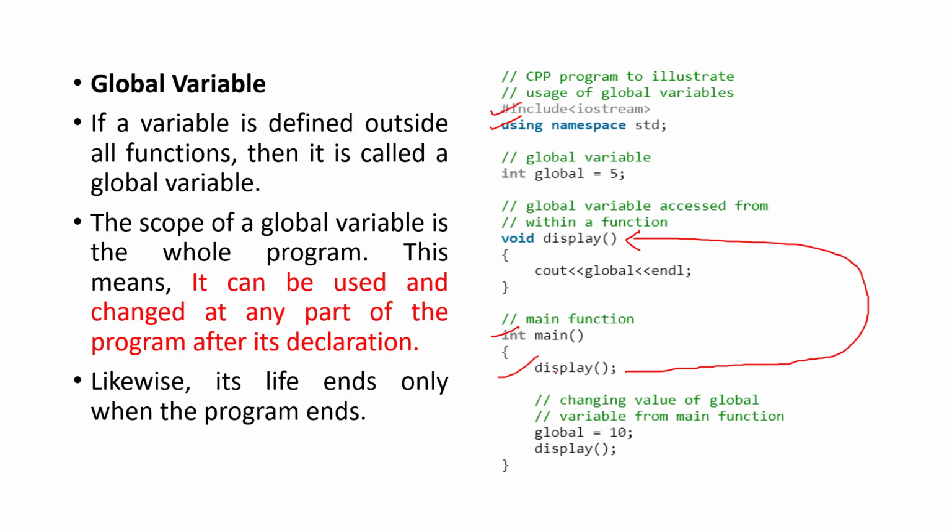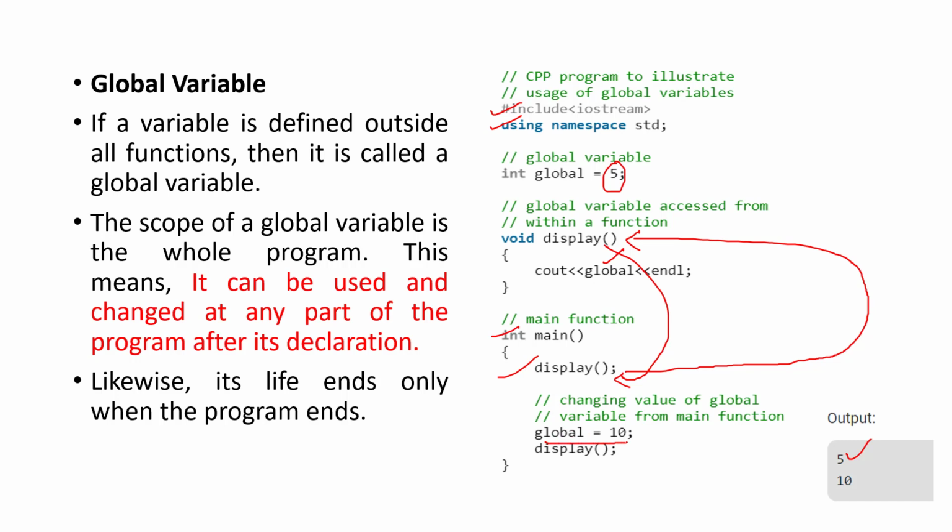Okay, let's see. In this display function, the control goes to cout global. After executing this line, the value of global is initially 5. So this 5 will be printed as the value. Then the control will come back to the main function and keep on executing the statements.